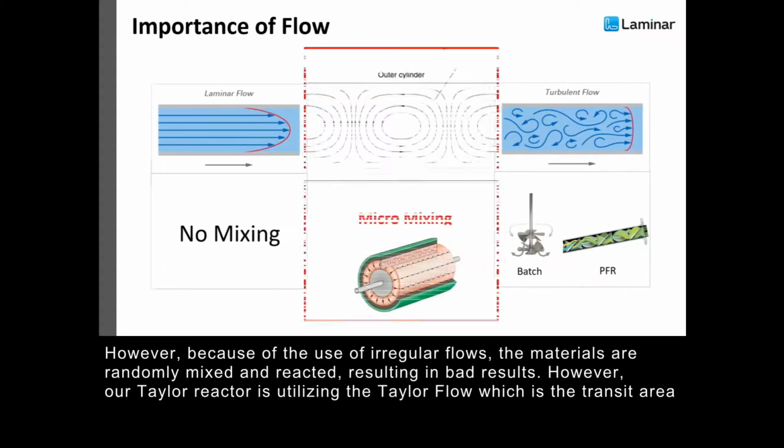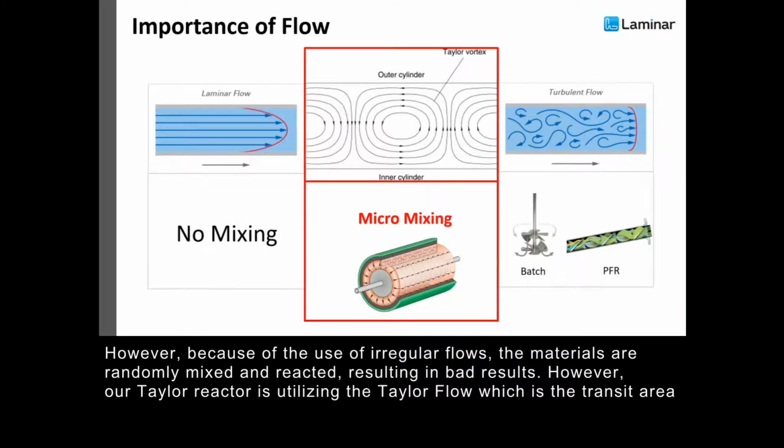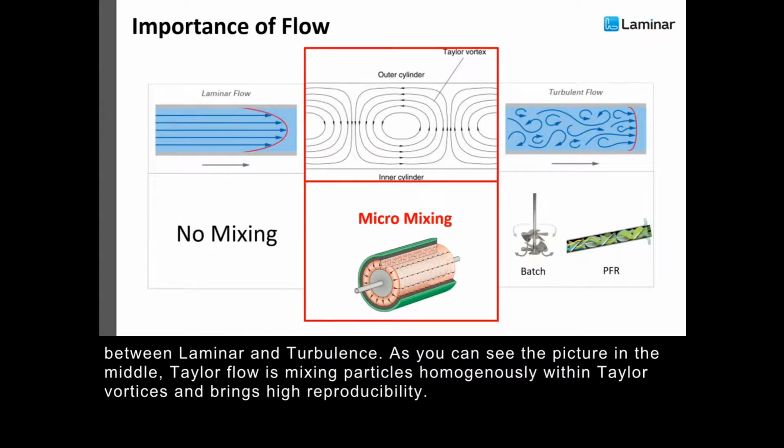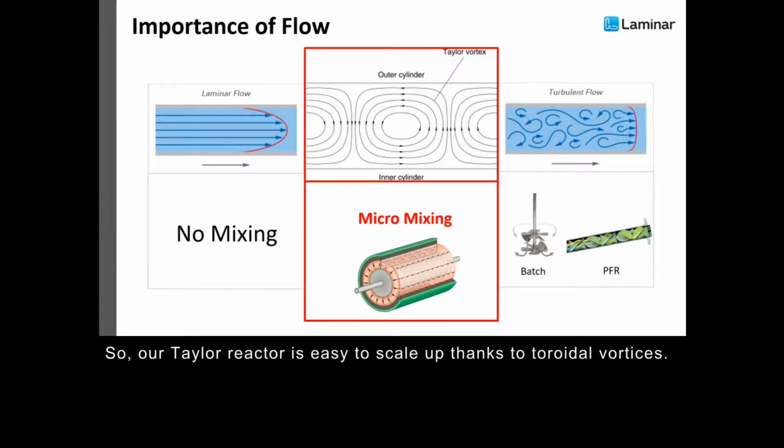However, our Taylor reactor is utilizing the Taylor flow, which is the transition area between laminar and turbulence. As you can see in the picture in the middle, the Taylor flow is mixing particles homogeneously within the Taylor vortices and brings high reproducibility. So our Taylor reactor is easy to scale up thanks to toroidal vortices.